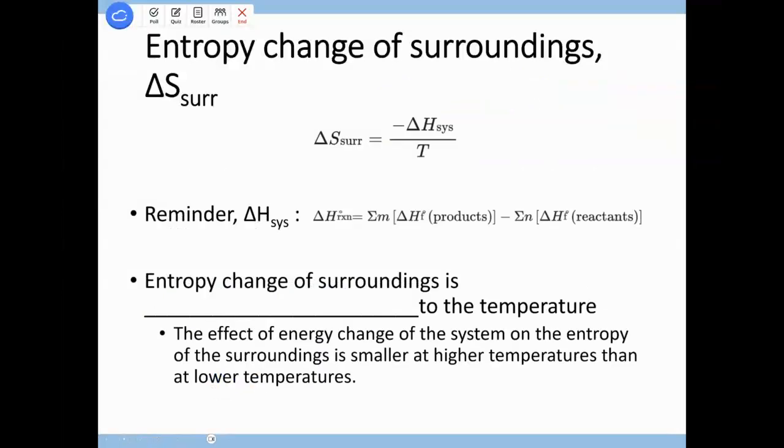Now notice delta S of the surroundings is dependent on the energy change of the system, delta H of the system, enthalpy change, divided by the temperature at which it occurs. So delta H of the system, or delta H of reaction, we have this equation from Gen Chem 1. It's the same thing as delta S of the reaction, we're just working with delta H values. So we take the sum of the coefficients times the standard values of the products minus that of the reactants. So the entropy change, delta S of the surroundings, is inversely proportional to the temperature.